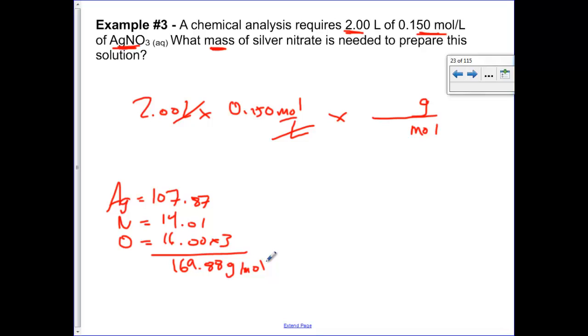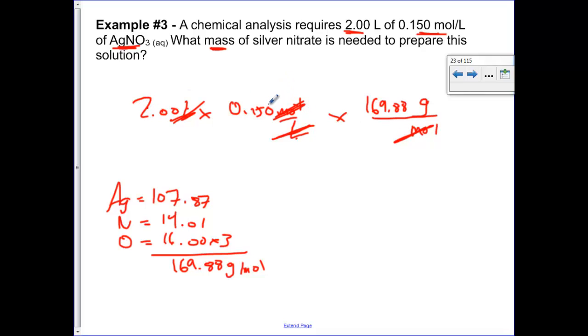So let's go back to the start of my question here. I had liters and moles per liter. See how my liters and moles per liter could cancel? I have moles now. Well, now I actually have a grams per mole number. If I put the 169.88 right here, do you guys see how this moles right here will cancel with this moles right here? And in terms of my units, this liter will cancel with that liter. This mole will cancel with this mole. What's the only unit I have left? That's what we wanted. We wanted mass.